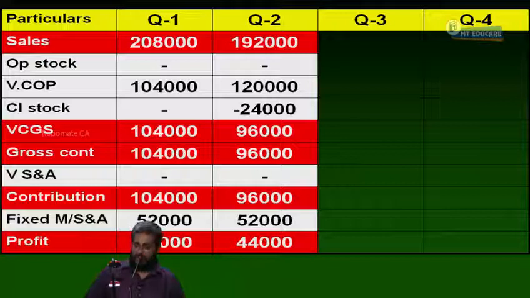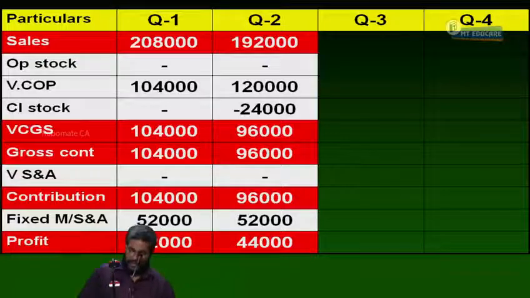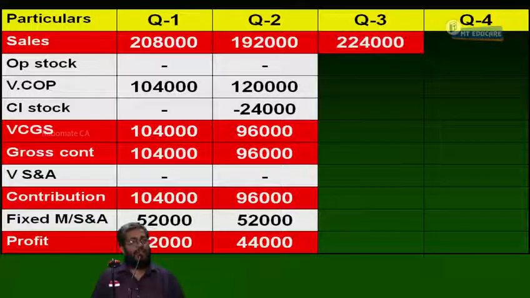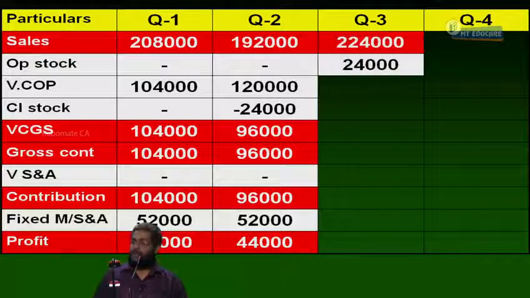Right or not? Now, come to quarter 3. How many units am I selling in quarter 3? 28,000, at what selling price? 8 rupees. Calculated 28,000 into 8. What are the sales? 2,24,000. What is the opening stock? 24,000. The closing stock of quarter 2 becomes the opening stock of quarter 3, 24,000.